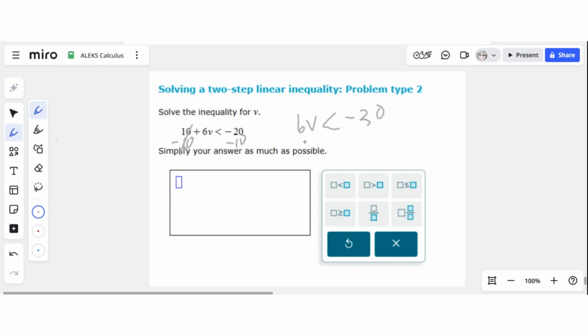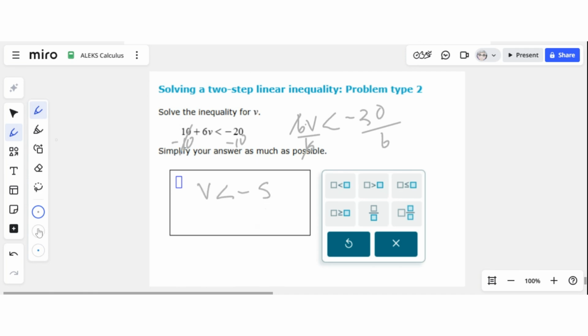And the last step here is, well, the v, the variable, is multiplied by 6. So we've got to undo that by dividing by 6. But of course, I have to do that to both sides. Here, the 6's cancel because 6 divided by 6 is 1, and 1 times v is v. And negative 30 divided by 6 is negative 5. So we get v is less than negative 5.